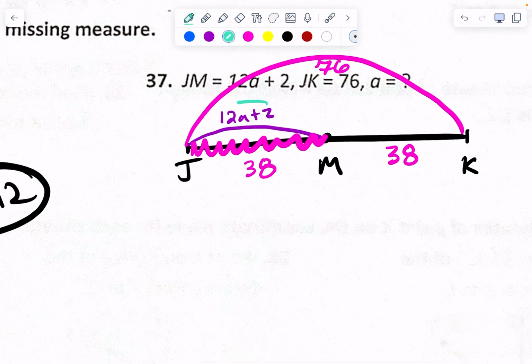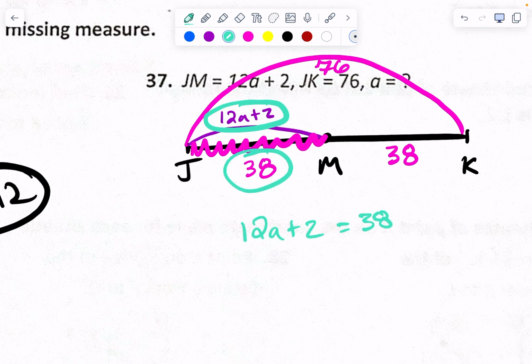Subtract 2 over. This guy is equal to 38. 12A plus 2 equals 38. Let's subtract the 2. 12A equals 36, and divide by 12.